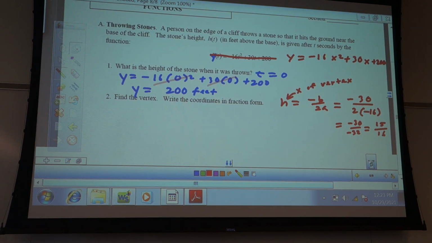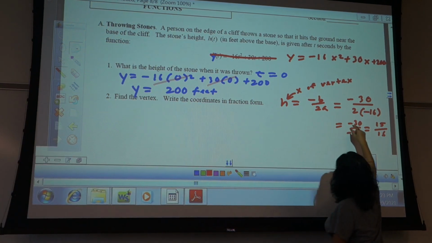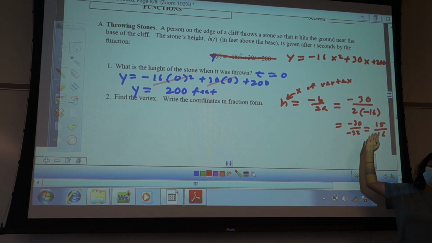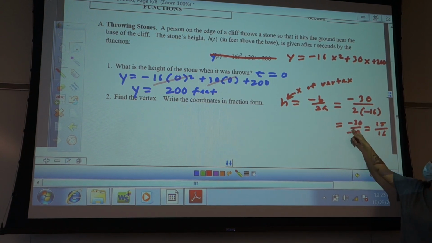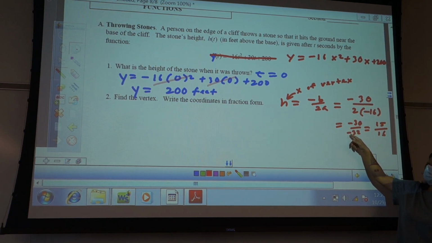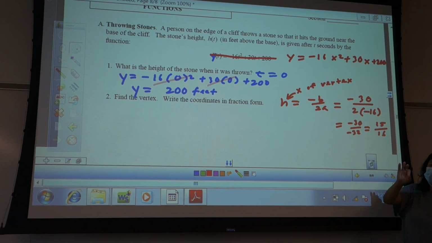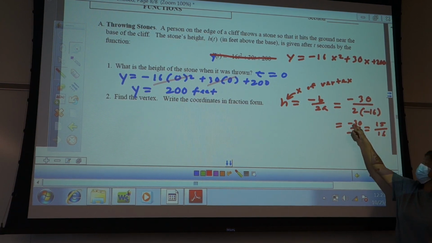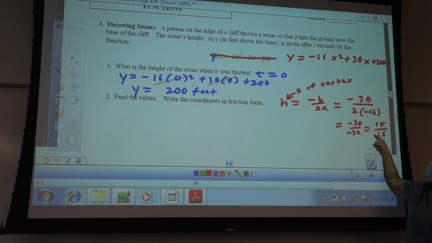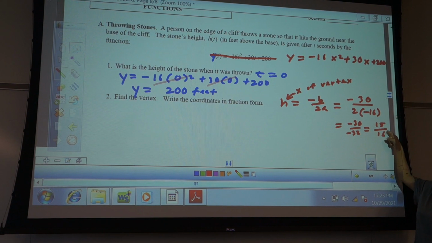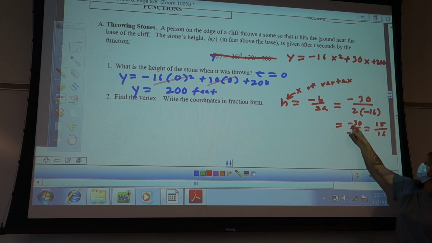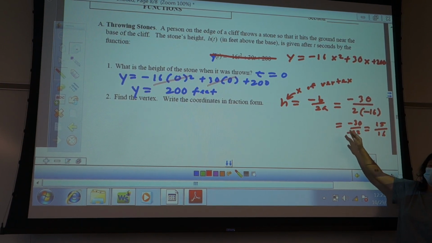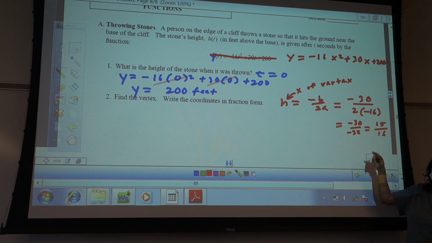Well, definitely a negative times a negative, or a negative divided by a negative, is a positive. We're not doing the division, we're just reducing, right? Well, this is division, because we're dividing negative 30 by negative 2, and this is 15 divided by 16. We're going to leave it as a fraction, but that's what this means. So the negatives will go away, because you have a negative divided by a negative.